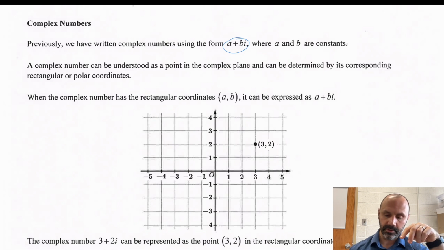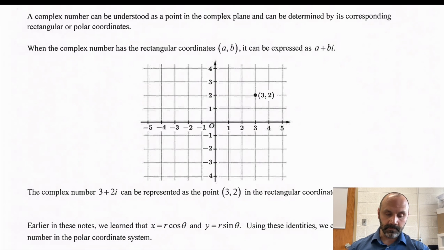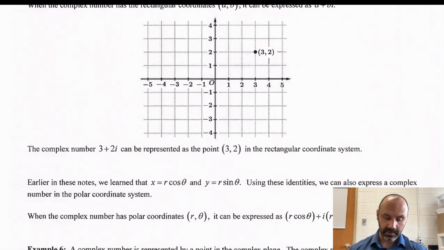You have to leave these two terms separate, a and bi, but it's a way of plotting on the complex plane. So there's an example here. The complex number 3 plus 2i is represented as the point 3 comma 2 in a rectangular coordinate system. Right? We can also express a complex number in the polar coordinate system. So for example, when the complex number has polar coordinates r, theta, then it can be expressed as r cosine theta plus i r sine theta.